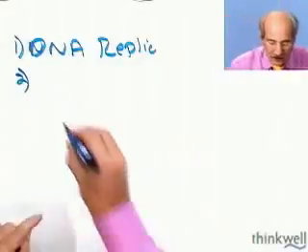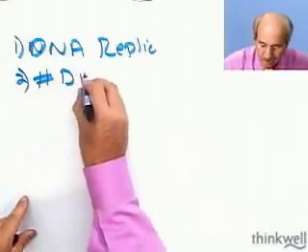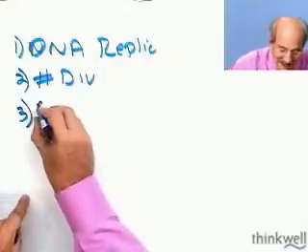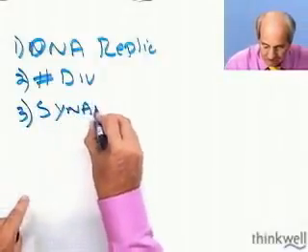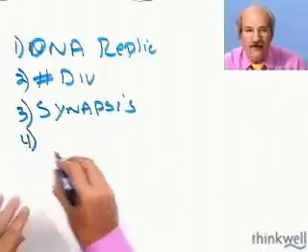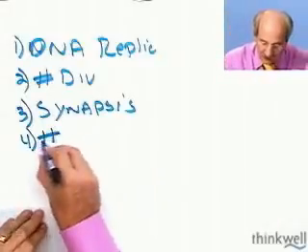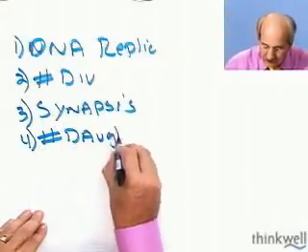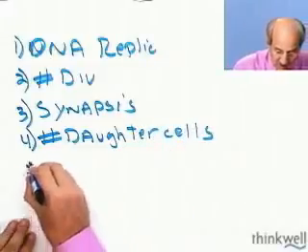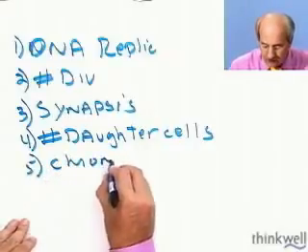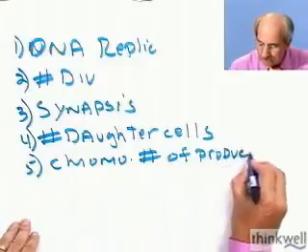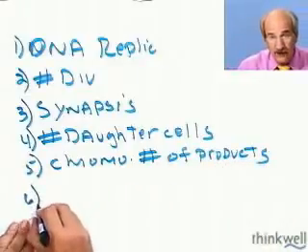Two, we want to look at the number of divisions in mitosis versus meiosis. Number three, we want to look at this idea of synapsis. Number four, we want to look at the idea of the number of daughter cells that we get. See, nice little rogues gallery of things that may or may not be different. Number five, we want to look at the chromosome number of the products. And number six, we want to look at function.